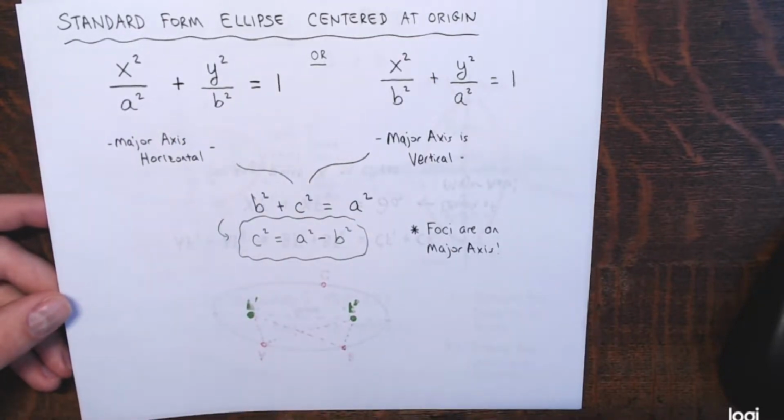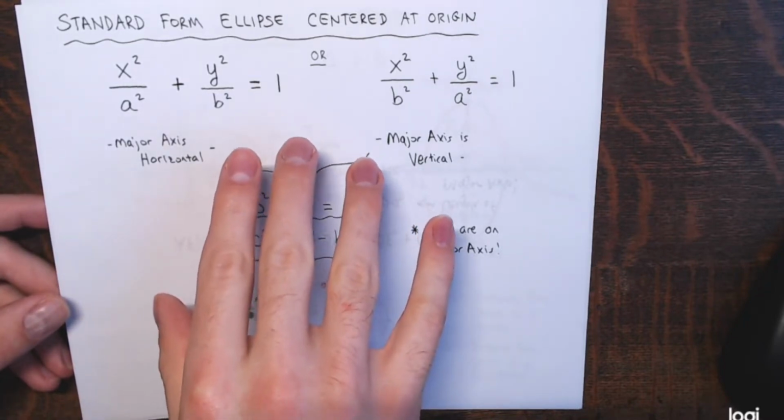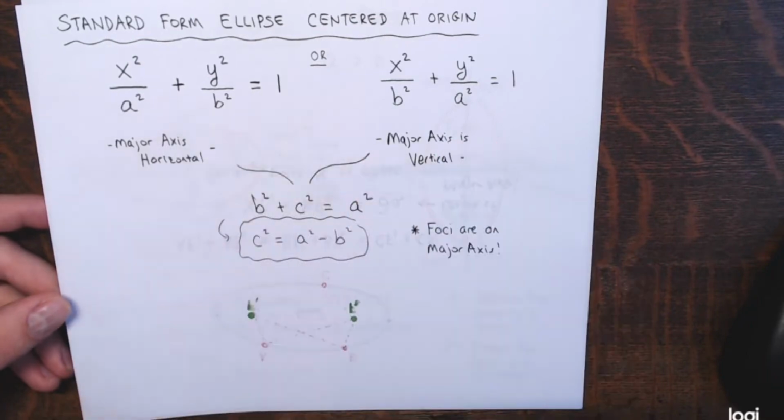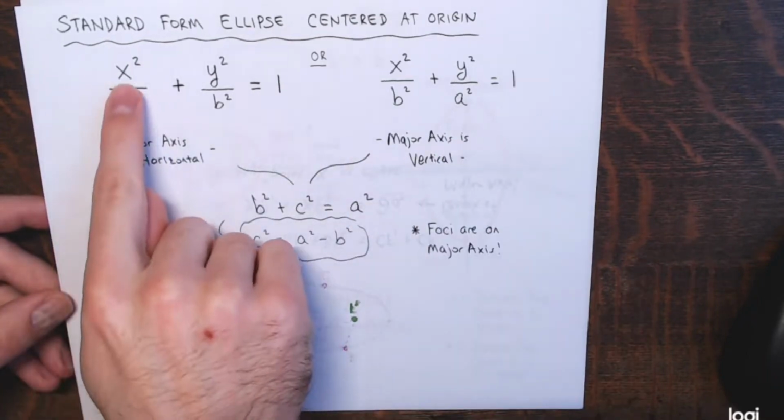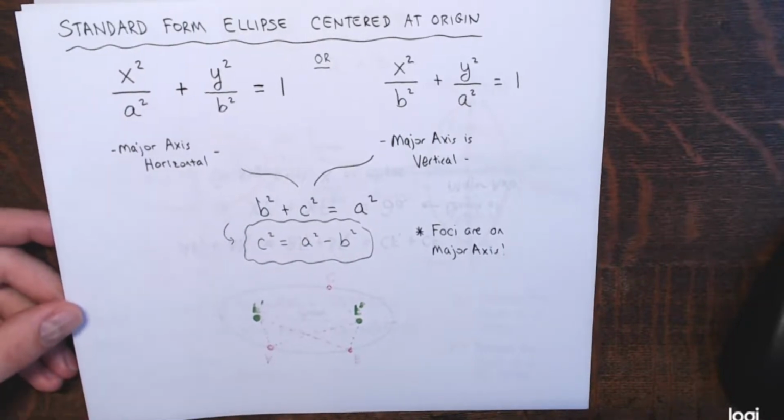The only difference between these, where the graph is centered at the origin, and ones where it's not centered at the origin, is there's a shift in the x and y. The only thing that changes is the x squared, y squared. And I'll show you what that change is.